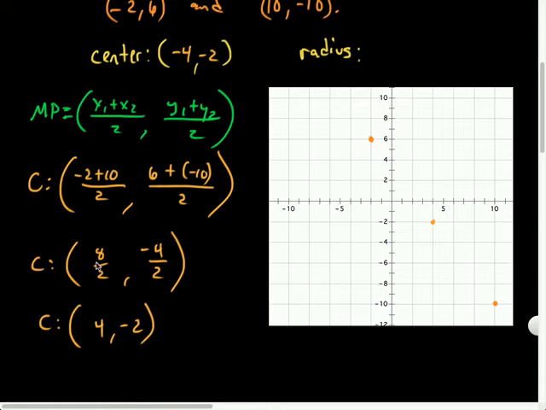Yeah, so you guys were right. I made a sign error there. Bam. 10 was more influential, so it's +8.